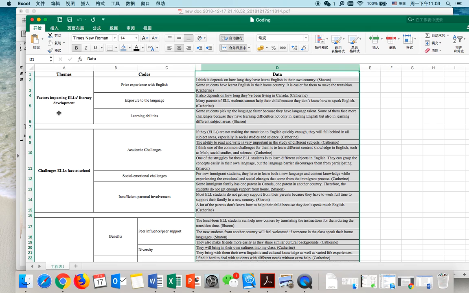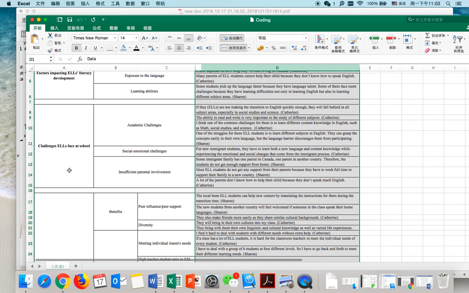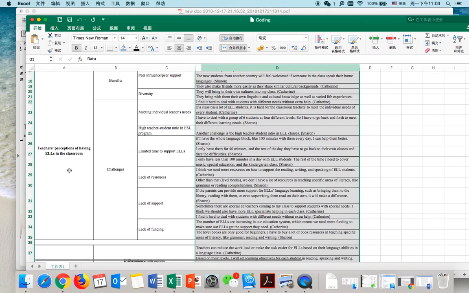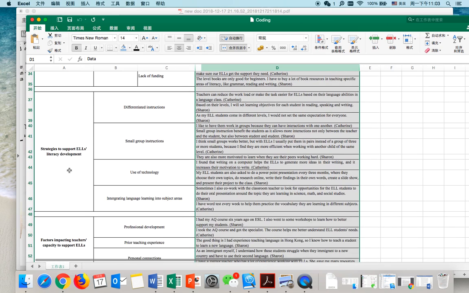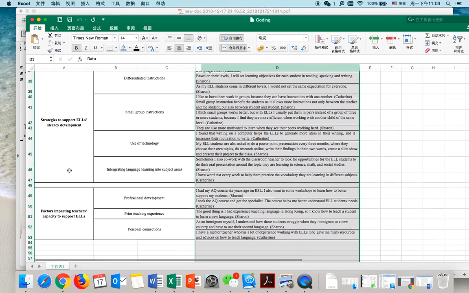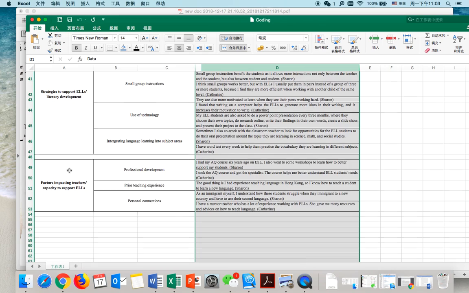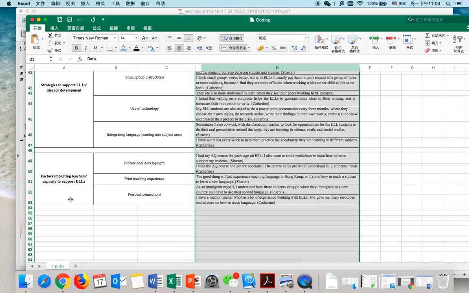These themes include factors impacting ELL's literacy development, challenges ELLs face at school, teachers' perceptions of having ELLs in the classroom, and strategies to support ELL's literacy development, and factors impacting teachers' capacity to support ELLs.